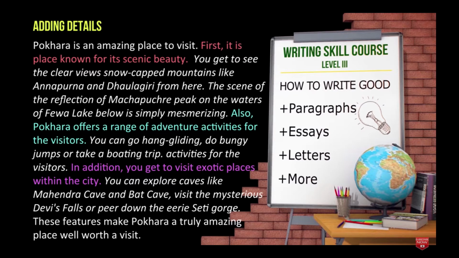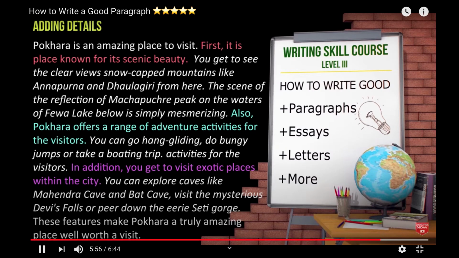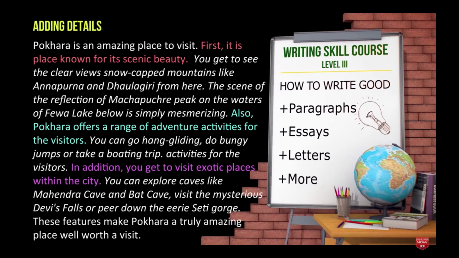For example, let's look at the first supporting sentence. It talks about scenic beauty. In the details section, examples of scenic beauty are given. For example, clear views of snow-capped mountains like Annapurna and Dhaulagiri, and the scenic reflection of Machapuchre Peak on the waters of Fewa Lake are mentioned.